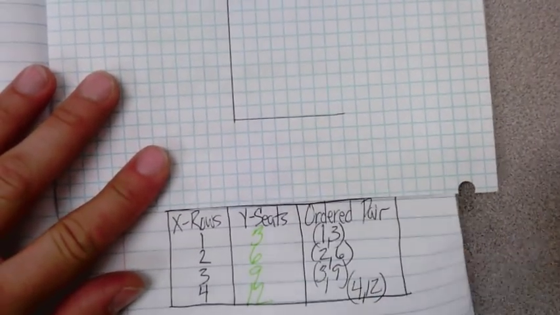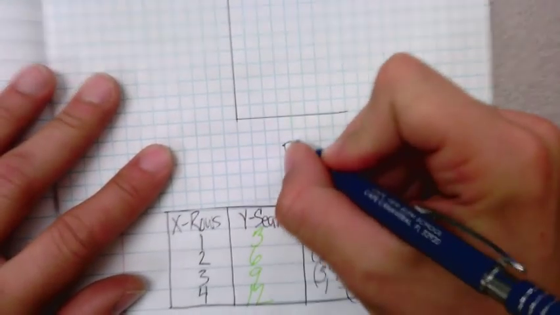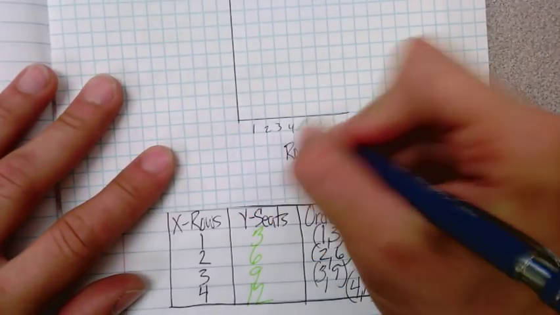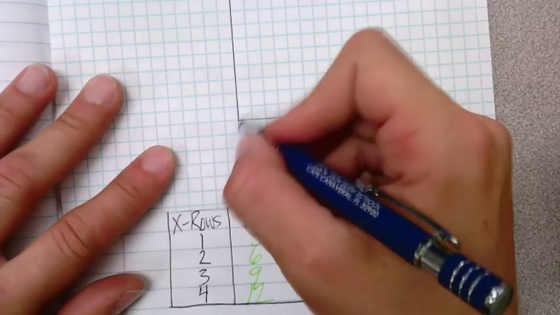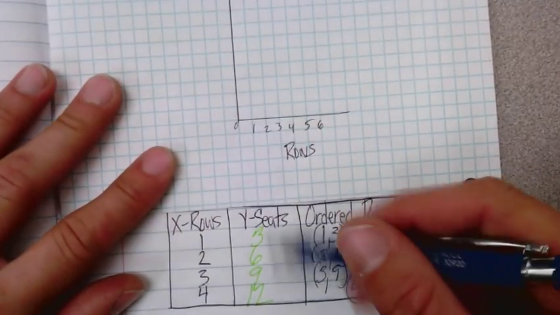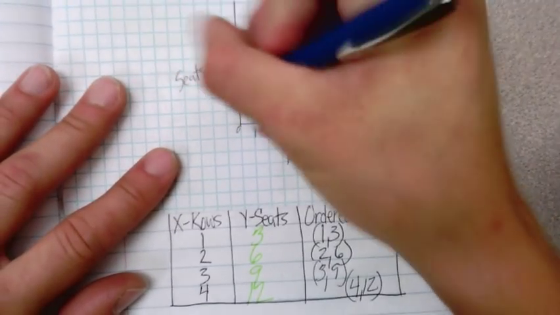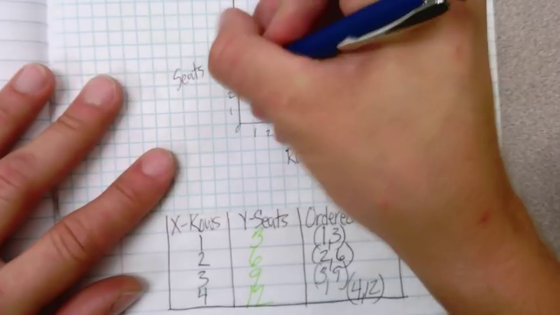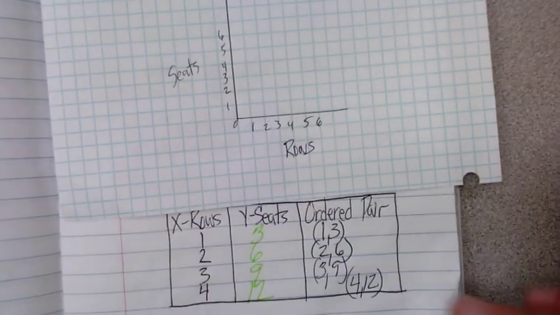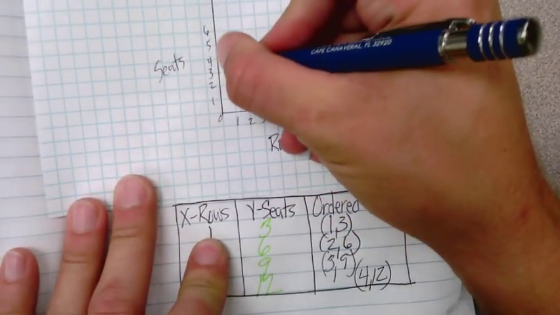Now you see, because my x is my rows, this is going to be my rows down here. Rows 1, 2, 3, 4, 5, 6. 0 is always right there, or the origin. And then my seats is my y, so I have seats. 1, 2, 3, 4, 5, 6. So now I want to use the ordered pair and plot the points. I go over 1, up 3.